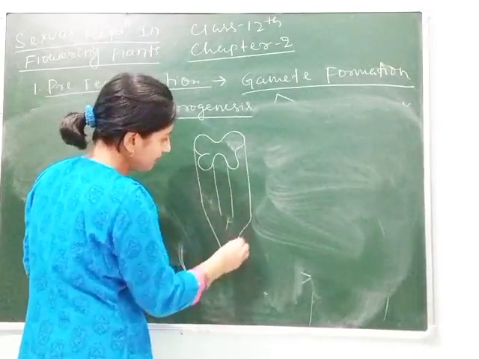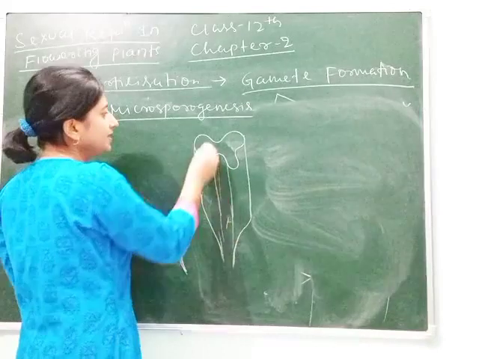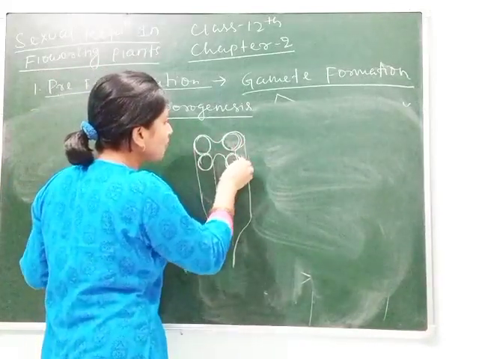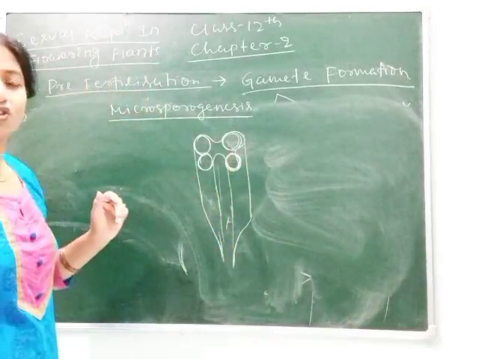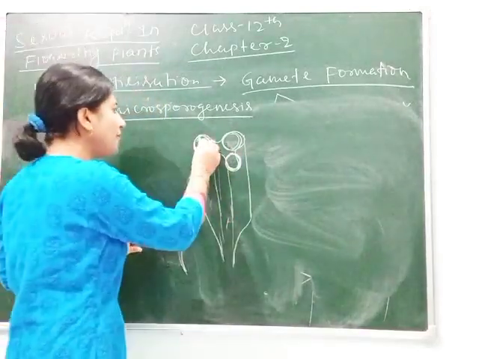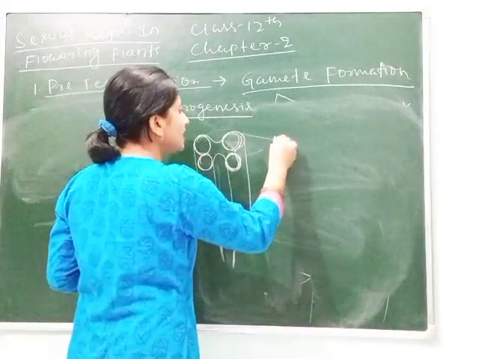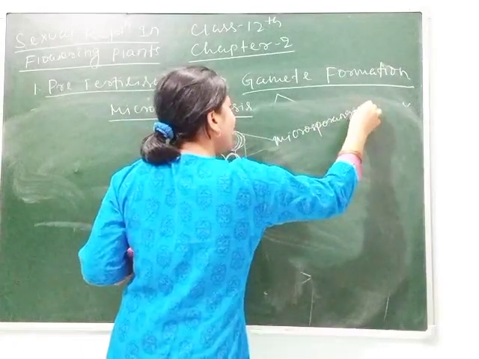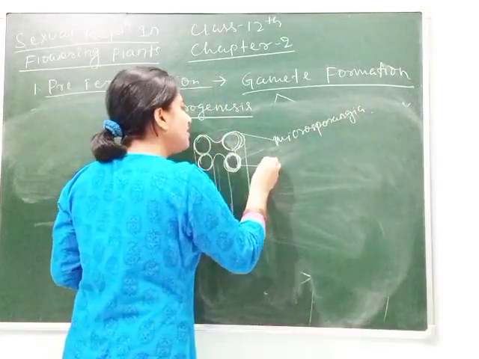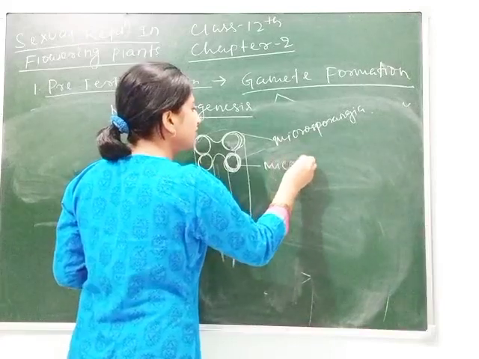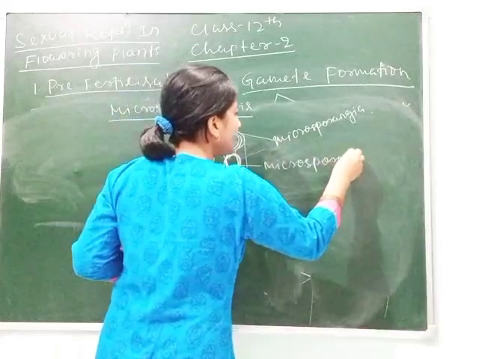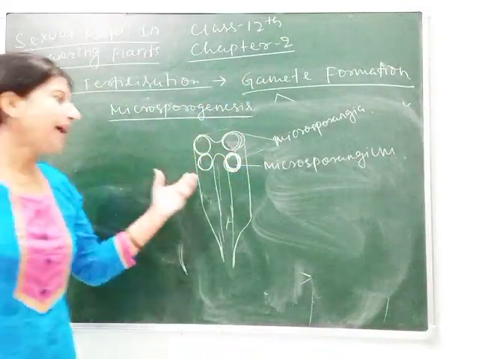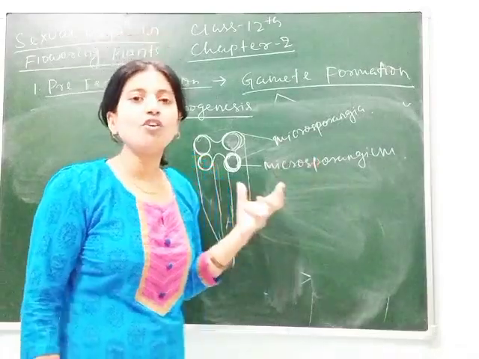You can see this is the anther. Clear? Each theca is called a microsporangium. Microsporangia is the plural; they are collectively called microsporangia, whereas a single theca is called a microsporangium. So let's see the different parts of a microsporangium through a diagram.